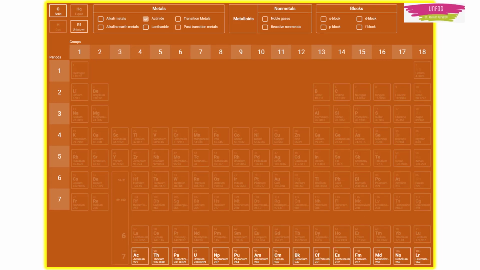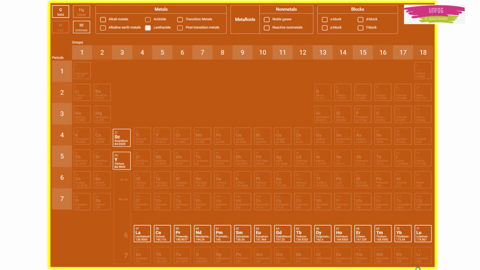Actinides are these elements starting from atomic number 89 till atomic number 103. Now these elements are actually radioactive elements. Okay, what are the examples? Uranium is there, plutonium is there, then berkelium is there. All these are actinides group.